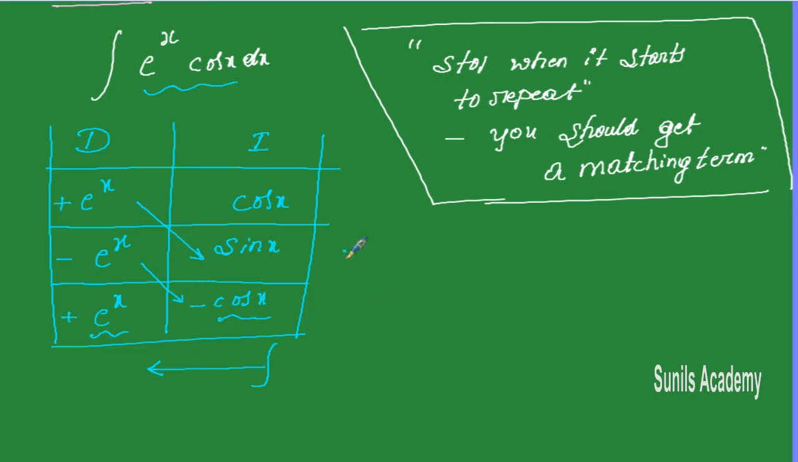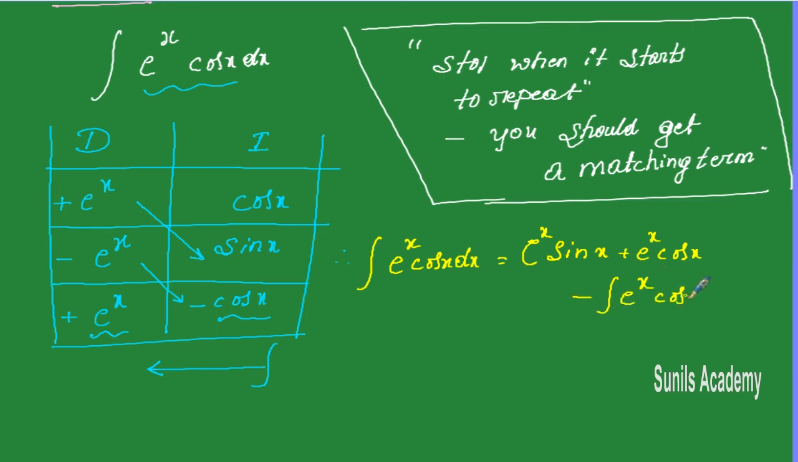Therefore the integral of e to the power of x into cos x with respect to x is e power x into sin x, plus e to the power of x into cos x. Then integrating backwards, plus into minus is minus, so minus e to the power of x into cos x.